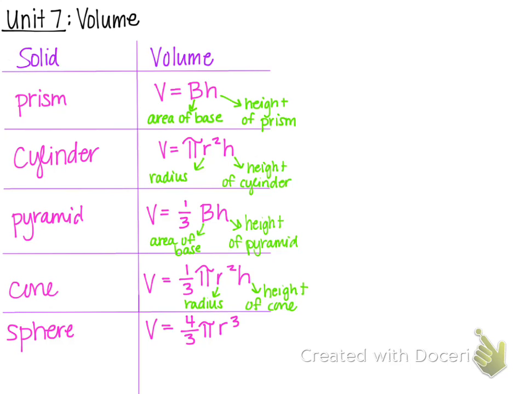And lastly, sphere. We have volume is equal to 4/3 pi r cubed. And remember, the only thing you need for spheres is a radius. And just so you remember, the diameter is equal to 2 times the radius. Alright, so let's do some examples. We're going to be referring back to these formulas.